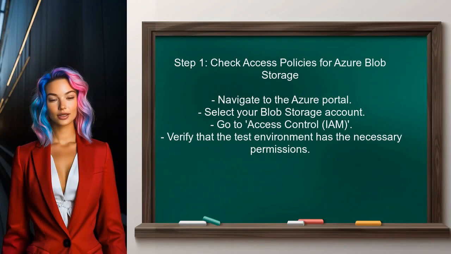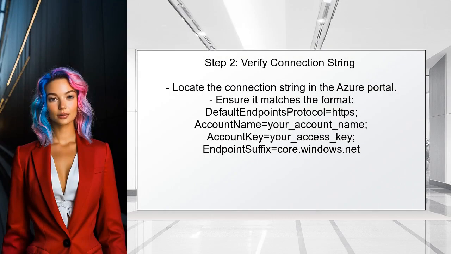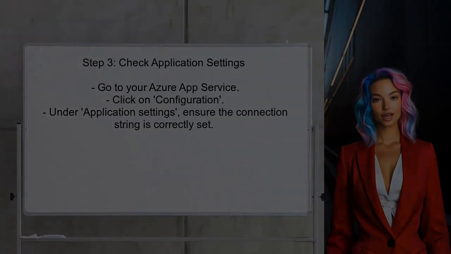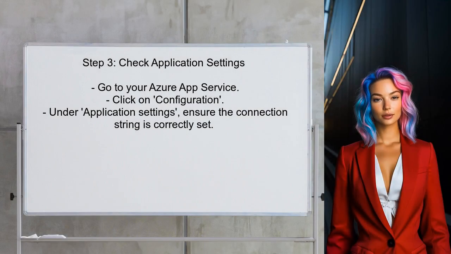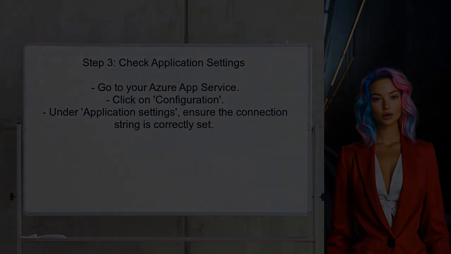To begin resolving the 403 forbidden error, the user should first check the access policies for the Azure Blob Storage. It's important to ensure that the test environment has the correct permissions set up. Next, the user should confirm that the connection string being used in the test environment is correct. This includes checking the account name and access key. After verifying the connection string, the user should check the application settings in the Azure App Service. This is where the connection string is typically stored.